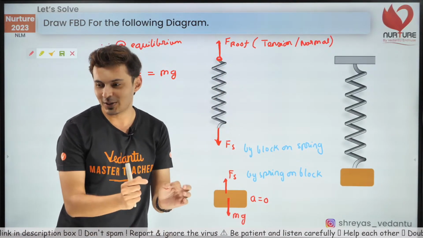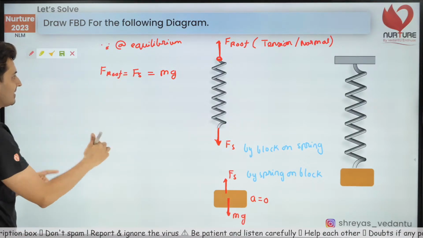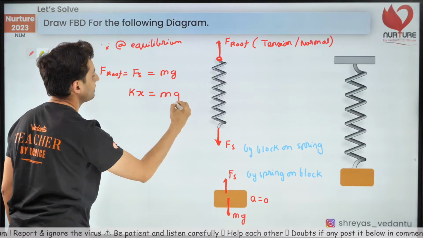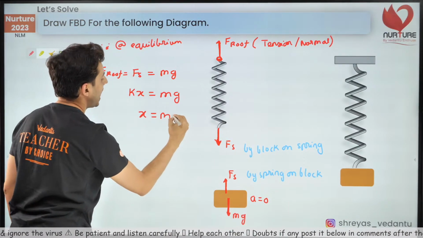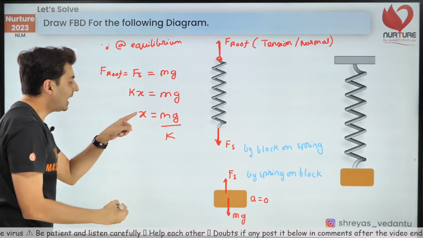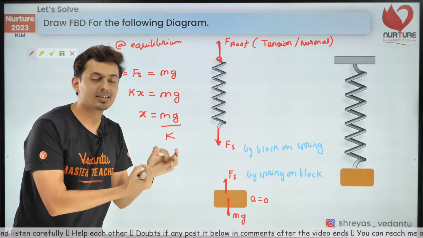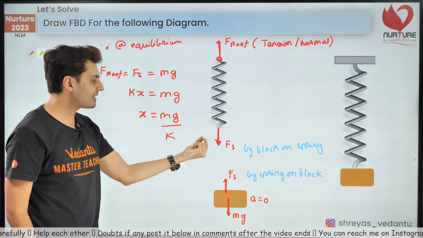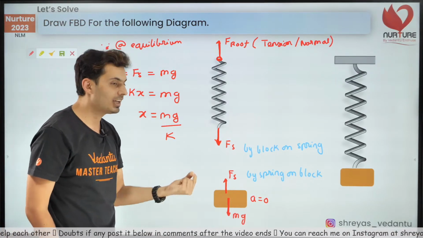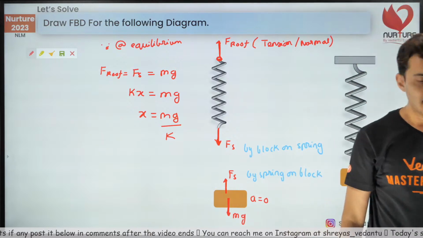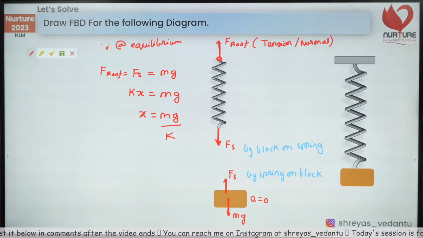Now once this is understood, spring force is kx, so kx is equal to mg, x is equal to mg by k. So I have found out how much the spring is extended by. The spring has extended by mg by k to keep it in equilibrium. That's how it is. Okay, great. Let's get going to the next one.